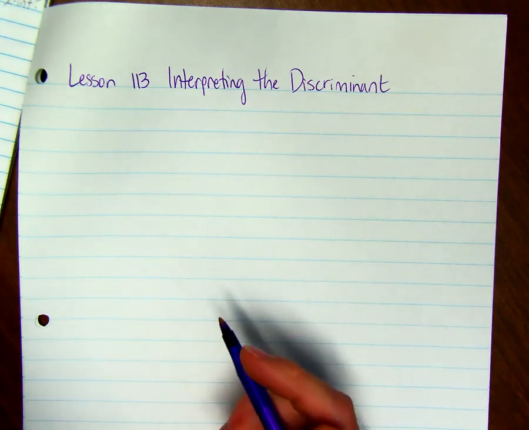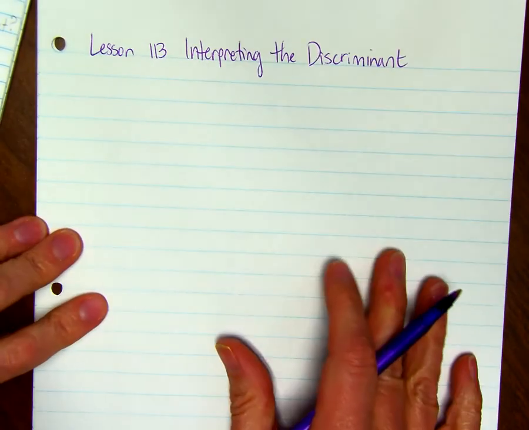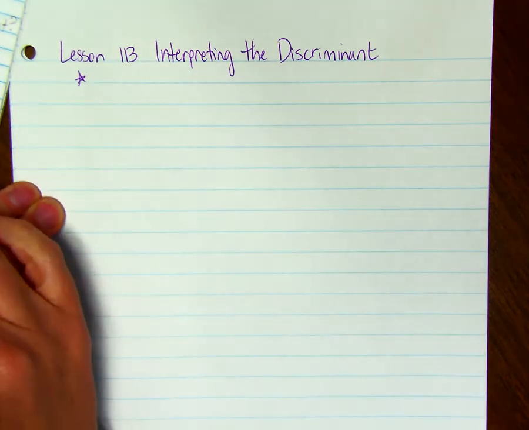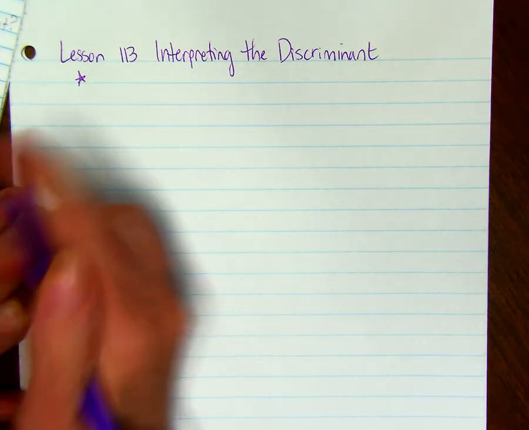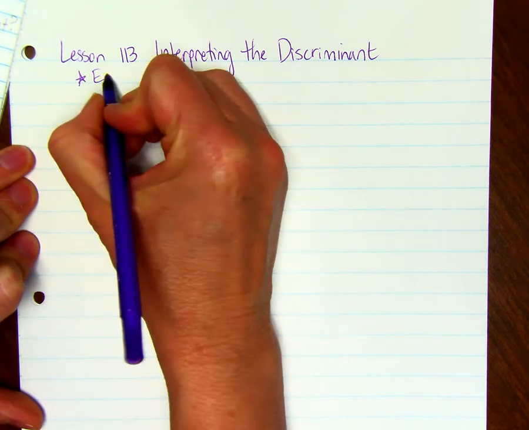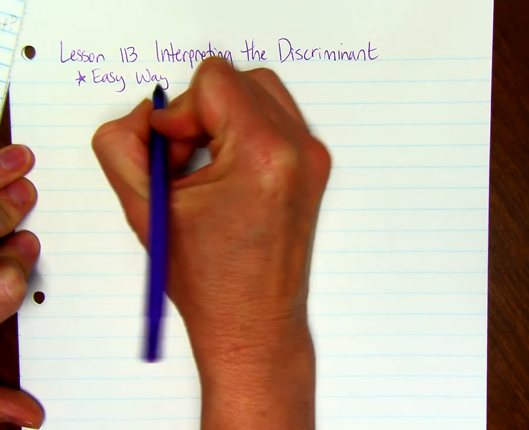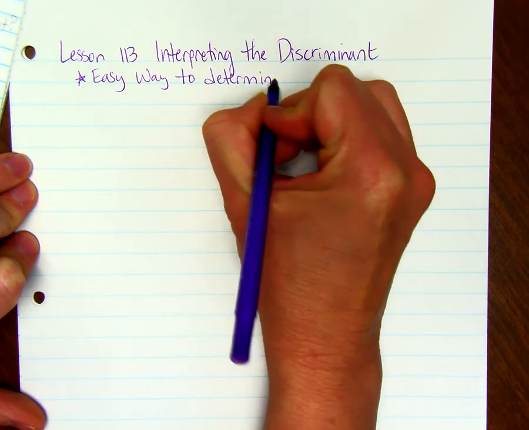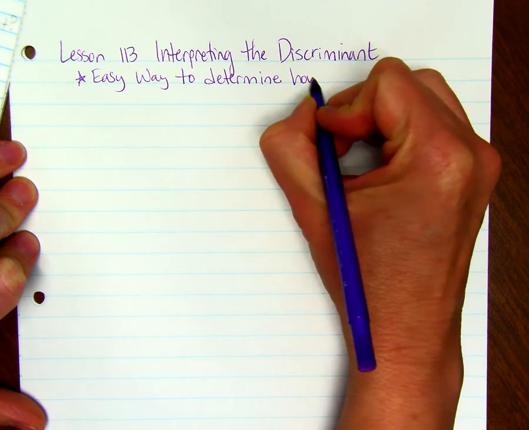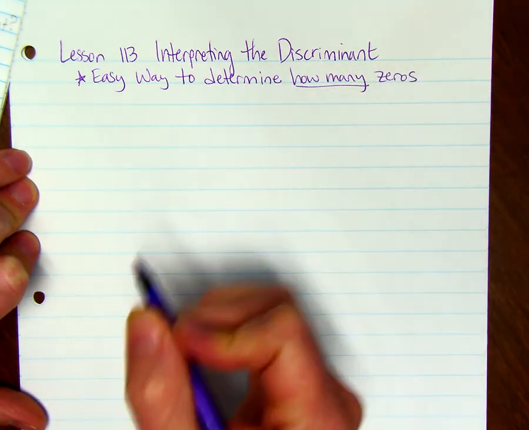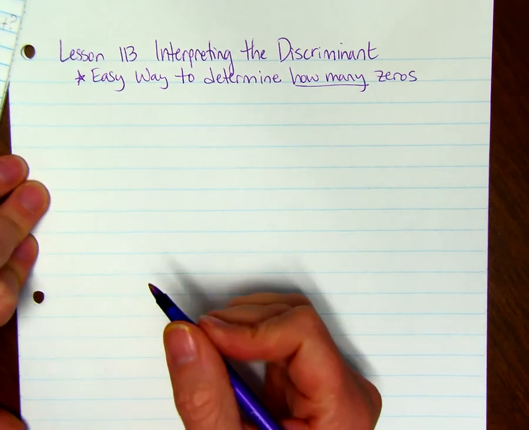Lesson 113, Interpreting the Discriminant. Now, an easy way to determine how many zeros a quadratic function is going to have is to use a discriminant.